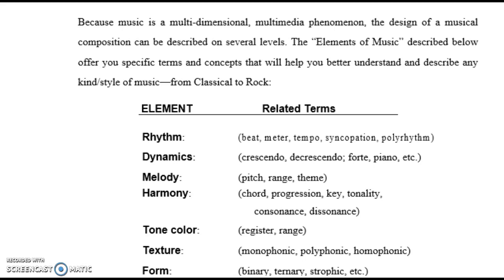The tone color describes the instrument's sound, the register and the range. The texture, whether the music is monophonic, polyphonic, homophonic. The form, whether it's binary, ternary, strophic. So today we're going to look at the first one, rhythm.